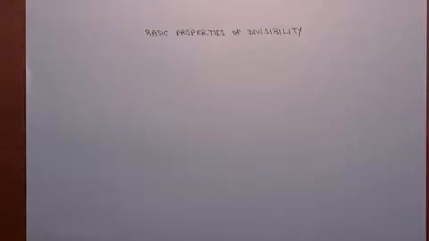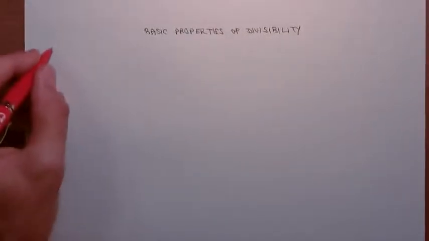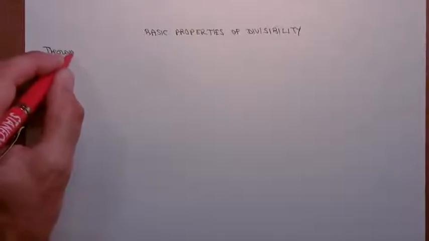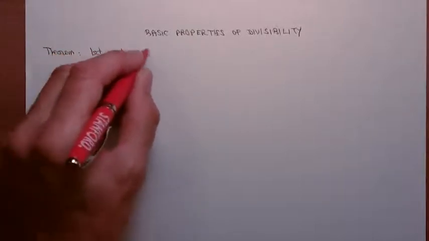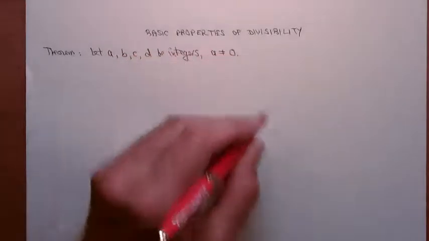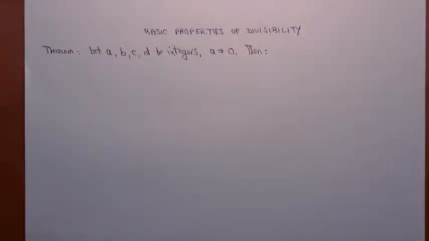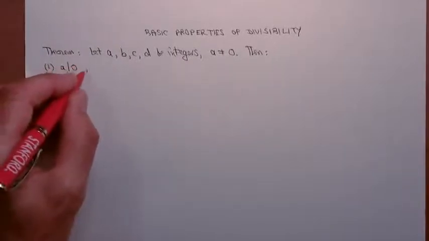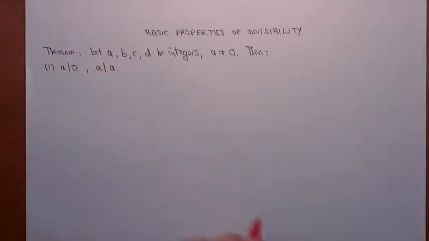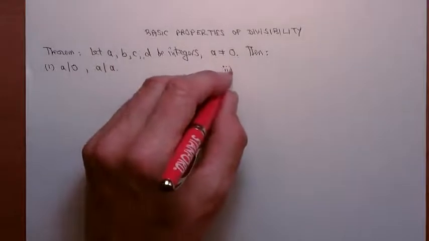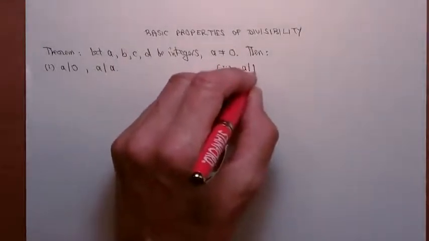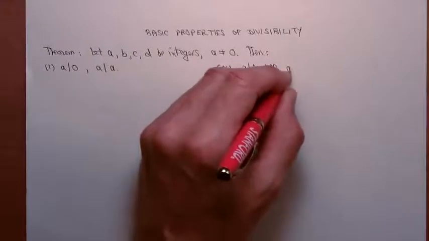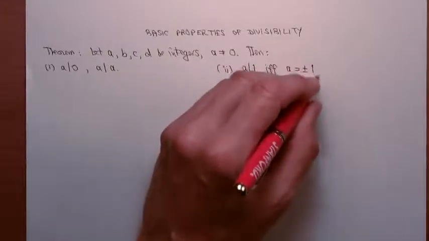I want to prove a theorem now that gives the basic properties of divisibility. So, theorem: let a, b, c, and d be integers with a non-zero. Then the following all hold. 1, a divides 0, and a divides a. 2, a divides 1 if and only if a equals plus or minus 1.